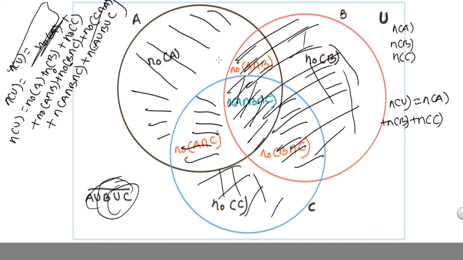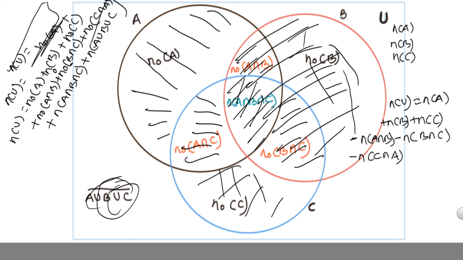So while doing A and B, we get this common area twice. While we do B and C, we get this common area twice. And while we do C and A, we do have the common area of this also. So let us subtract that: minus n(A intersection B) minus n(B intersection C) minus n(C intersection A).